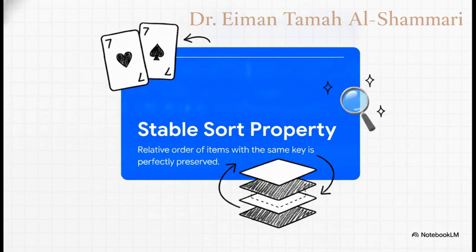The stable sort property means that if you have two items that are essentially tied, like two playing cards that are both 7s, their relative order from the original unsorted list is perfectly preserved in the final sorted list. The one that came first initially still comes first. This is absolutely crucial if you want to sort complex data layer by layer without totally ruining the work you just finished on the previous layer.